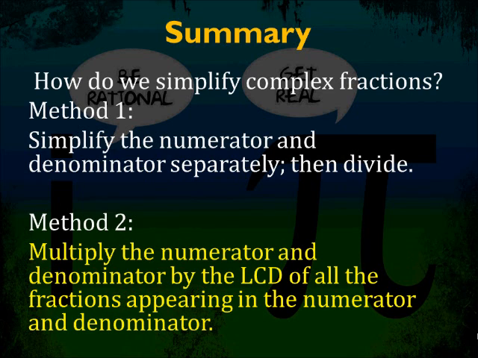Multiply the numerator and denominator by the least common denominator of all the fractions appearing on both the top and bottom, and that will knock out the denominator, and you're left with basically an expression on top and an expression on bottom. In either case, if you can factor, do it, because you might be able to cancel some of the parts. That ends section 5.7.